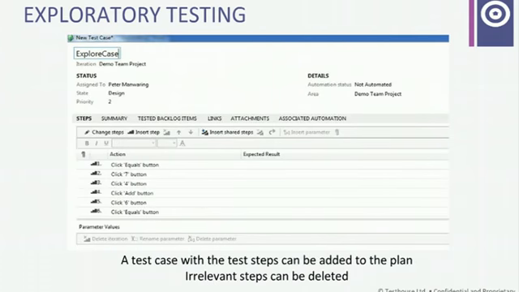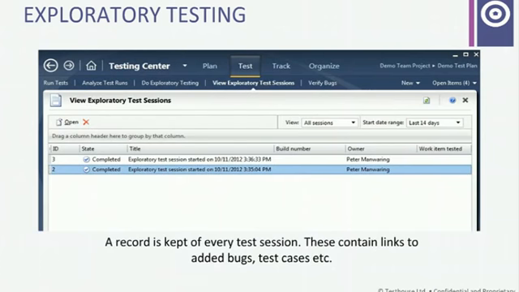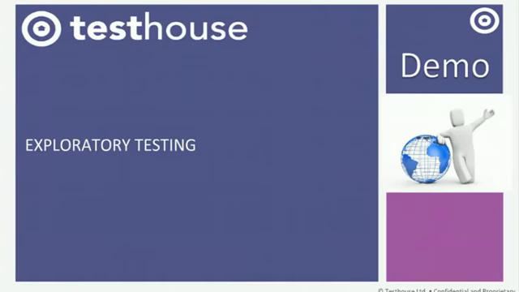So here, for example, is exploratory testing. It gives you the actions, but it doesn't give you the expected results, so you'd have to fill those in, okay, to make a usable test case. Okay, and a record is kept of every test session that's been done as well. Like everything is recorded for future reference. So we'll just play this final demonstration.